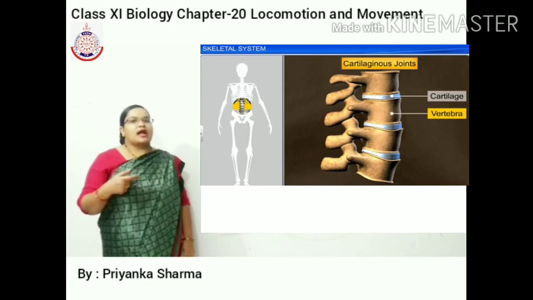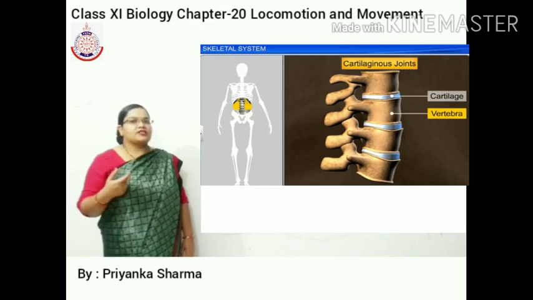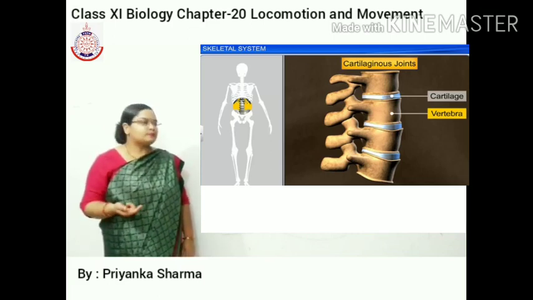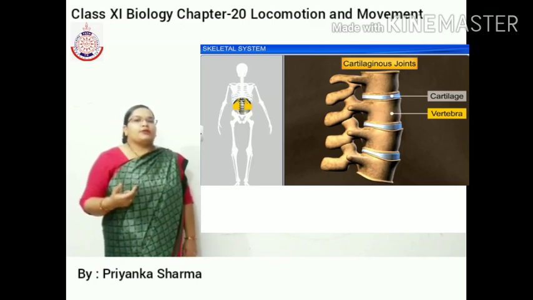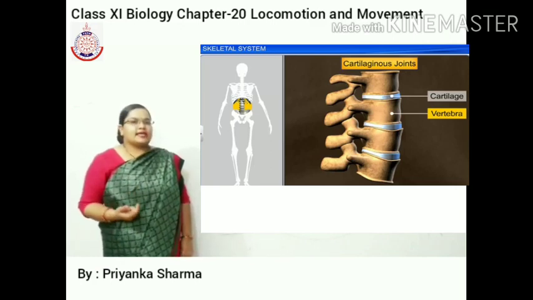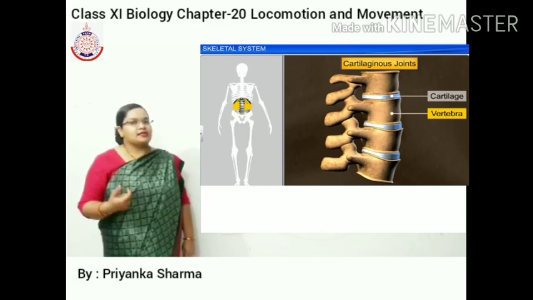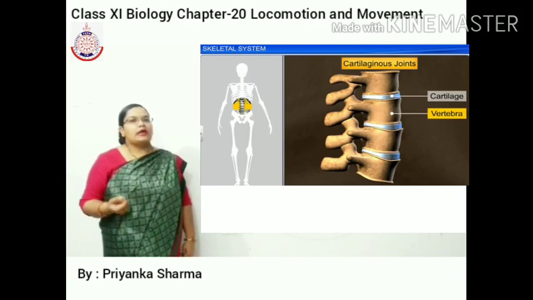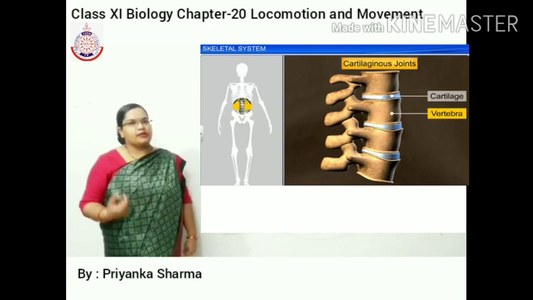And this fibrous cartilage, at that time also I told you, provides flexibility to the backbone and helps in limited movement of the backbone or vertebral column. So, the joint between adjacent vertebrae is a cartilaginous joint or slightly movable joint, and these bones, the vertebrae, are joined with the help of cartilage, and this cartilage is known as the intervertebral disc.